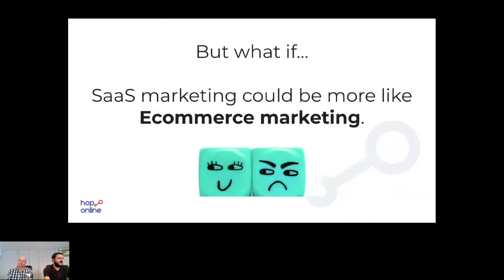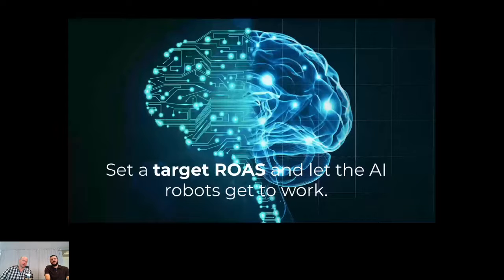But what if SaaS marketing could be more like e-commerce marketing? And that's what we're going to try to suggest here. What if you as a SaaS marketer could target a return on ad spend in your digital marketing campaigns as opposed to, let's say, target CPA, and then let the AI robots get to work and let them figure out how to find those customers that will deliver a fixed return on ad spend? Wouldn't that be really nice?